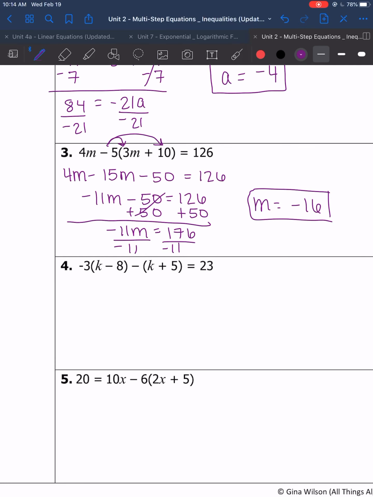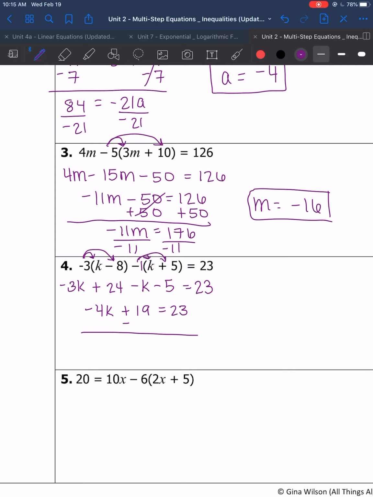And then 4, I have negative 3 times k minus 8. And then negative, remember there's an invisible negative 1 there. So I'm going to have to distribute twice before I can combine my like terms. So negative 3k plus 24 when I distribute the negative to the negative. And then distribute the negative 1. So I have minus k and then minus 5 equals 23. So now combining my like terms, I have negative 4k plus 19 equals 23.